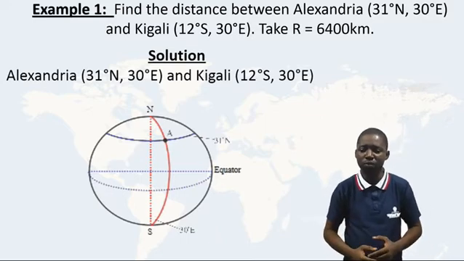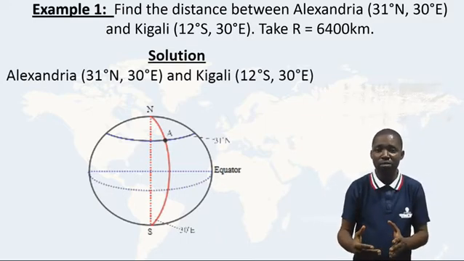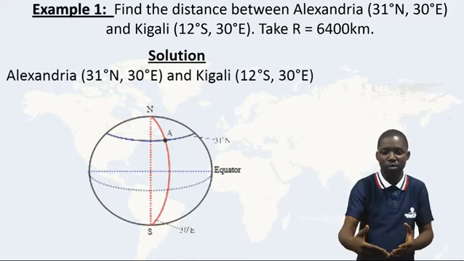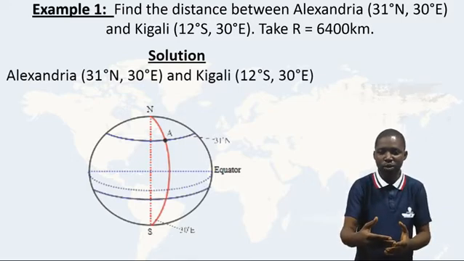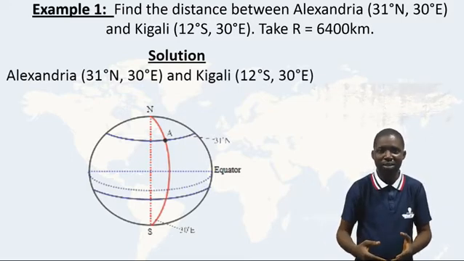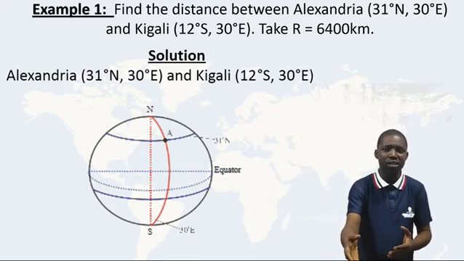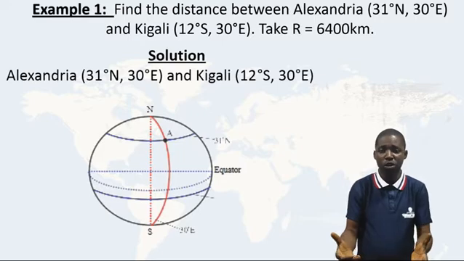Then we do the same thing for Kigali. Kigali is 12 degrees south. We don't have 12 degrees south in our diagram yet. So 12 degrees south will be below the equator. So we place our 12 degrees south. You can see it there. We also have 30 degrees east. We already have 30 degrees east on the globe, so we don't need to draw that.